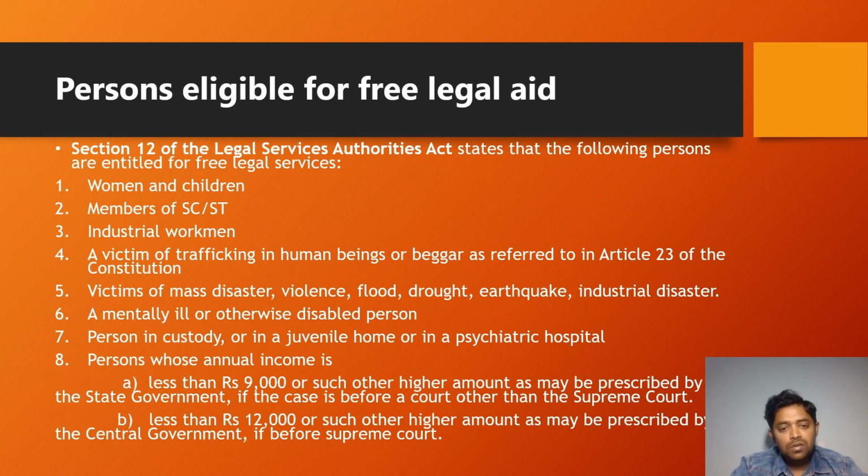Victims of mass disaster, violence, flood, drought, earthquake, or industrial disaster. A mentally ill or otherwise disabled person in custody or in a juvenile home or in a psychiatric hospital. Persons whose annual income is less than 9,000 or such other higher amount as may be prescribed by the state government if the case is before a court other than the Supreme Court. In case of the Supreme Court, the amount will be less than 12,000 or such other higher amount.